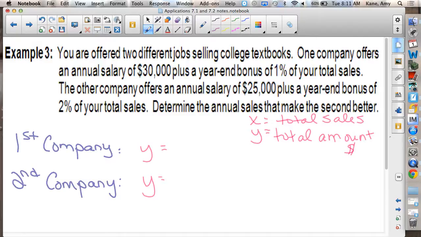So did you sell $100,000 worth of textbooks? And then I would create my total salary, be able to calculate the total salary. So for the first company, initially you get the $30,000 and the bonus of 1% of your sales. When you're writing 1%, remember you have to write it as a decimal. And then the $30,000.